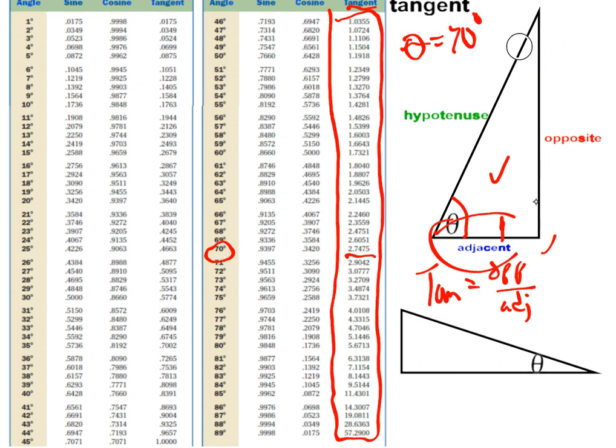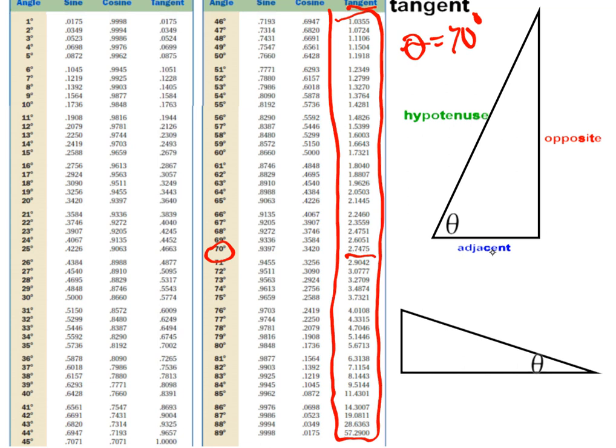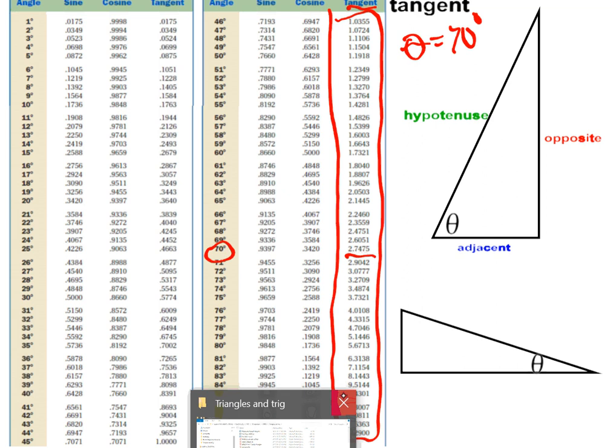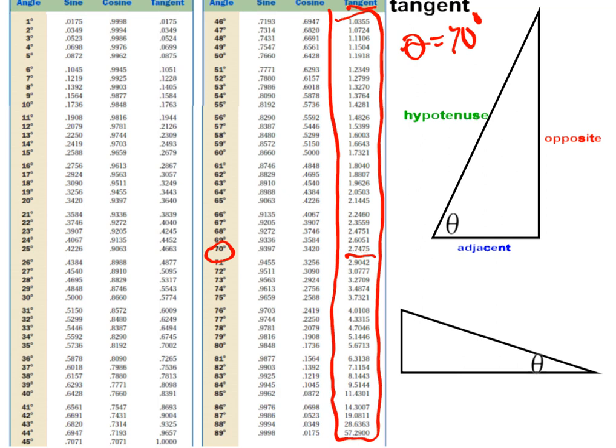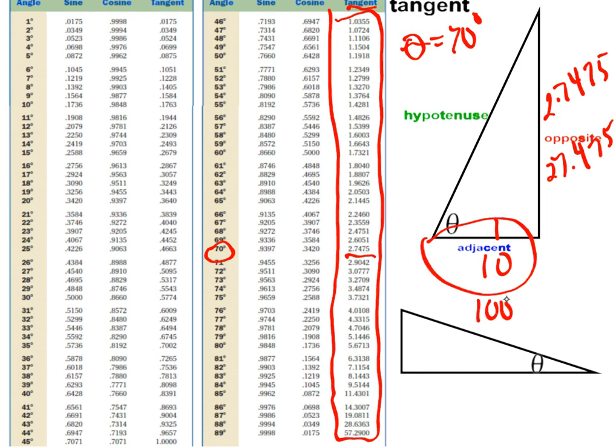So let me erase some of this so we can go through this again. If this is 1, this is 2.7475. Well, if this is 10, then this is going to be 10 times bigger as well. It's 27.475. And if the adjacent length was 100, then this would be 274.75. So it's always a relationship.